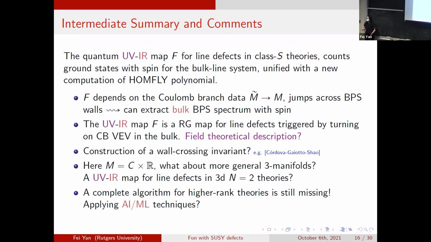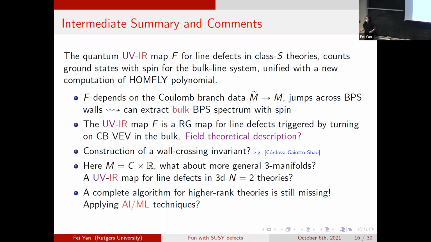So let me just summarize this part, and I will skip some of the later part also. So I've described for you this quantum UV-IR map for line defects in class S theories. Physically, it comes from states with spin for the bulk-defect system. And then it also unifies this with a new way of computing HOMFLY polynomial.